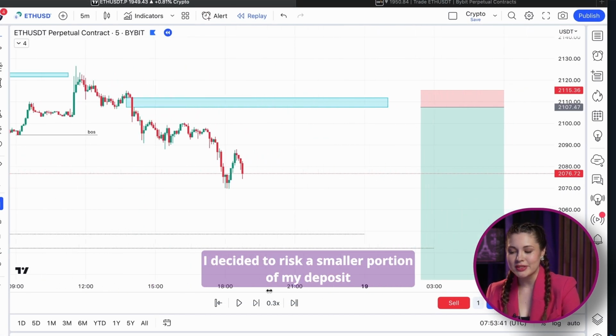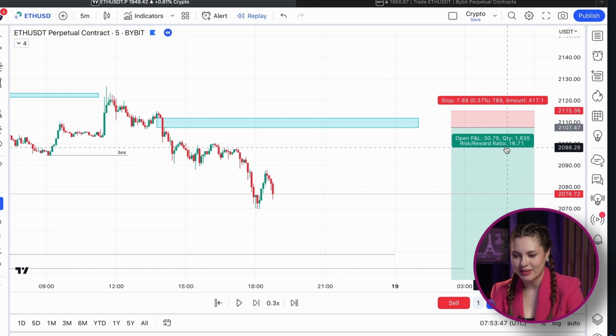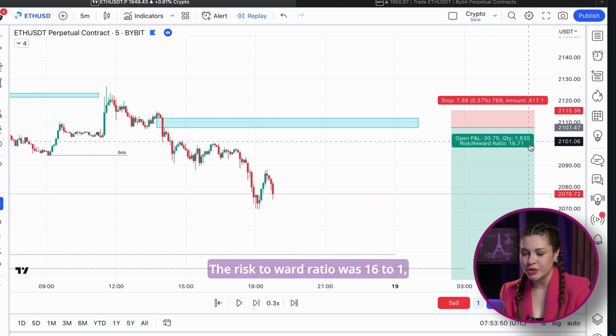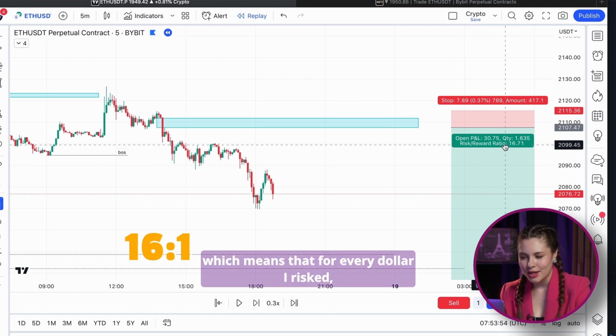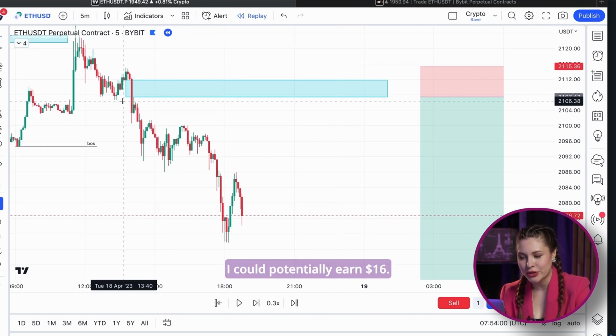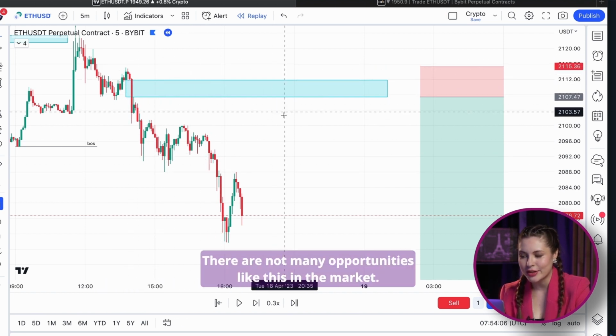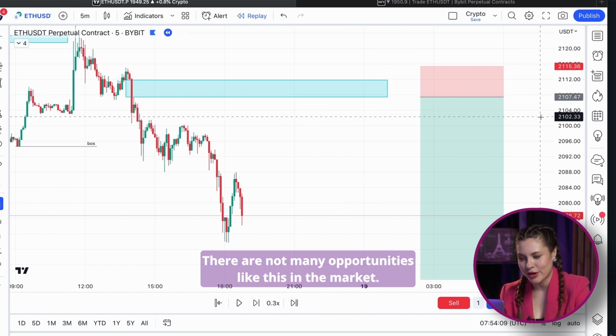I decided to risk a smaller portion of my deposit on this trade due to its higher risk level. The risk-to-reward ratio was 16:1, which means that for every dollar I risked, I could potentially earn $16. This is a very high ratio. There are not many opportunities like this in the market.